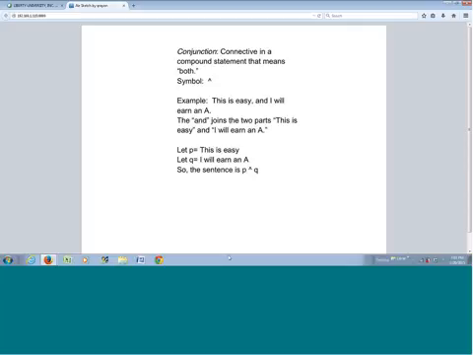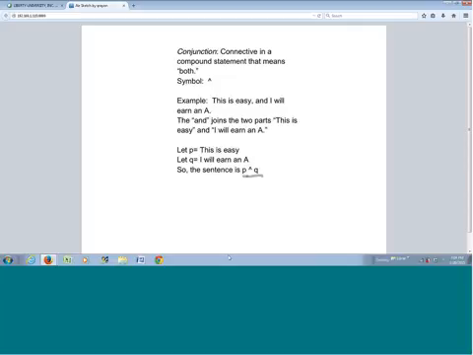Okay, so conjunction. This is a connective in a compound statement that means both. And the symbol looks like an upside down V. An example would be, this is easy and I will earn an A. The word and is joining the 2 parts. This is easy is the one part. I will earn an A is the other part. So if we let P represent this is easy and Q represent I will earn an A, the sentence is P, with the conjunction symbol, and Q.